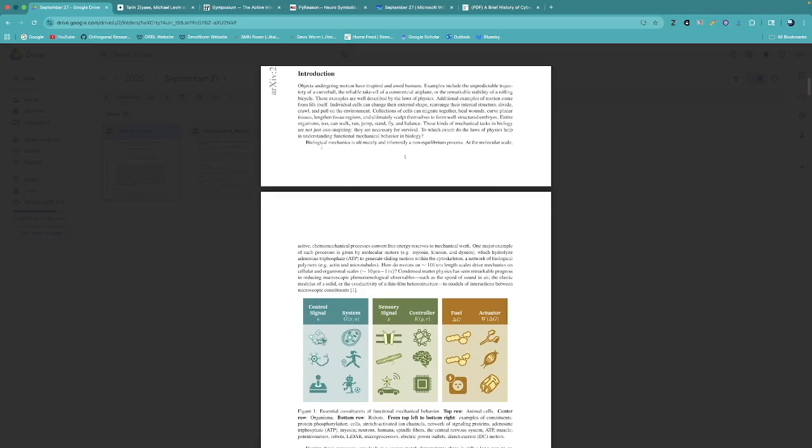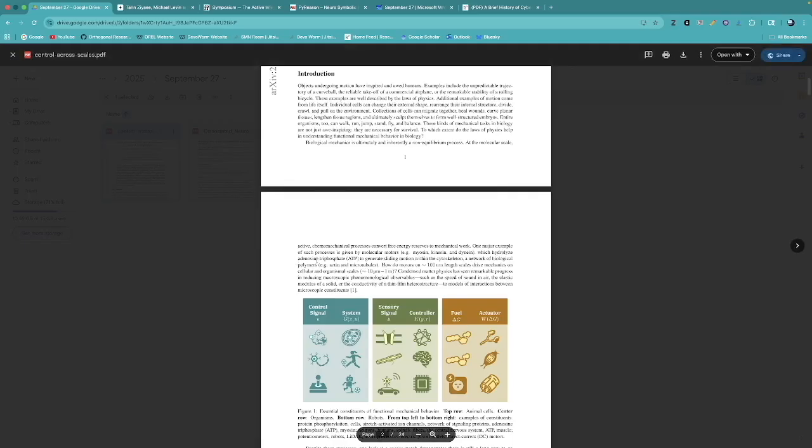And so they point out here that biological mechanics is ultimately and inherently a non-equilibrium process. At the molecular scale, active chemomechanical processes convert free energy reserves to mechanical work. One major example is, of course, molecular motor behavior, so myosins, kinesins, and dyneins.